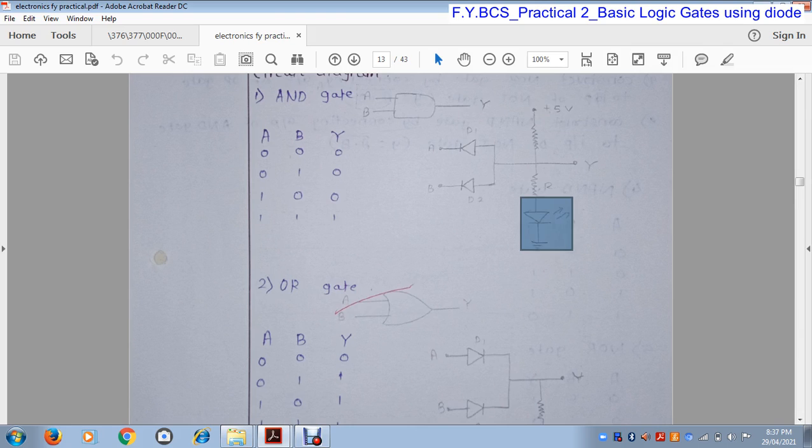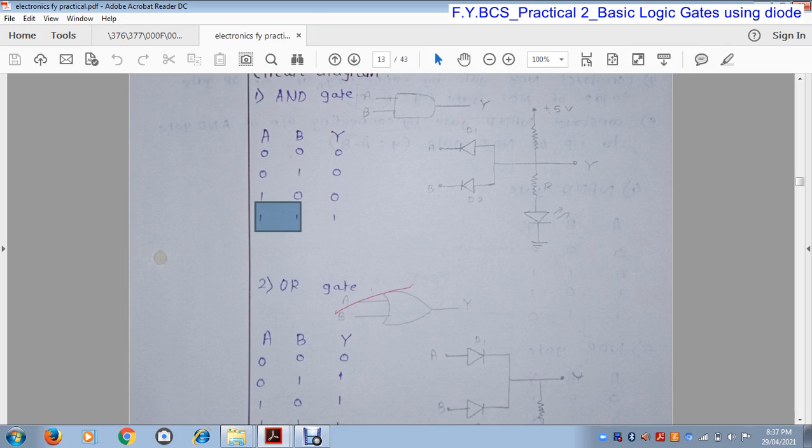There is no current between diode D1 and D2 because both the cathode terminals are at the same potential, and current flows from higher to lower. Both terminals are 5 volt because both inputs are 1 1. So this is 1, this is 1, and here 5 volt is present.